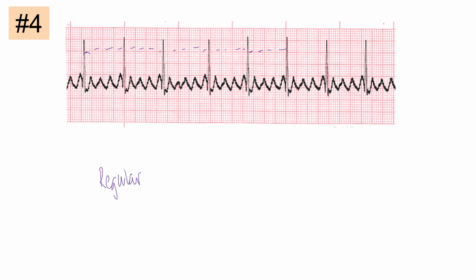What is the rate? So 1, 2, 3, 4, 5, 6, 7, 8. 6-second strip, it's going to be 8 times 10 is 80. So we have 80 beats per minute.